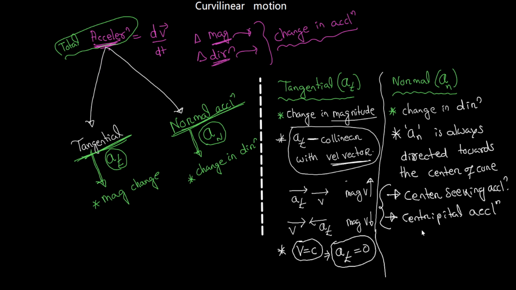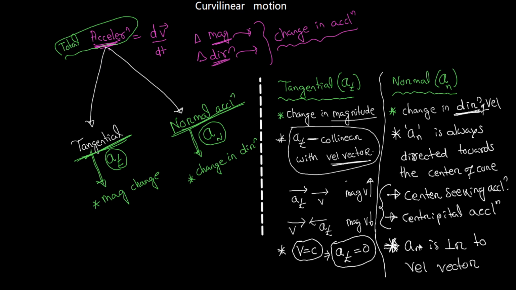Okay, this one is responsible for changes in direction of the velocity vector. Direction of the velocity. Here, for the normal acceleration, what was the direction? The tangential acceleration was collinear with the velocity vector, but an is perpendicular to the velocity vector or path. This is another statement.